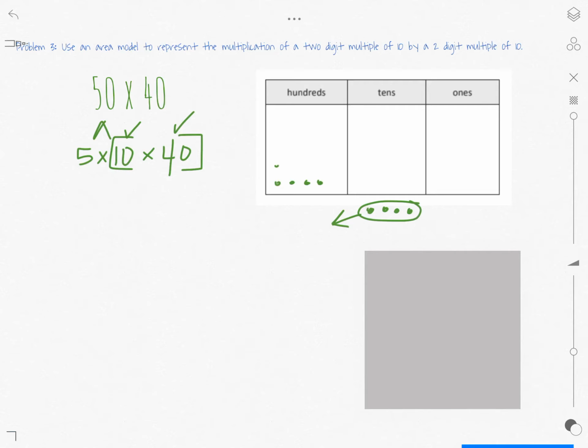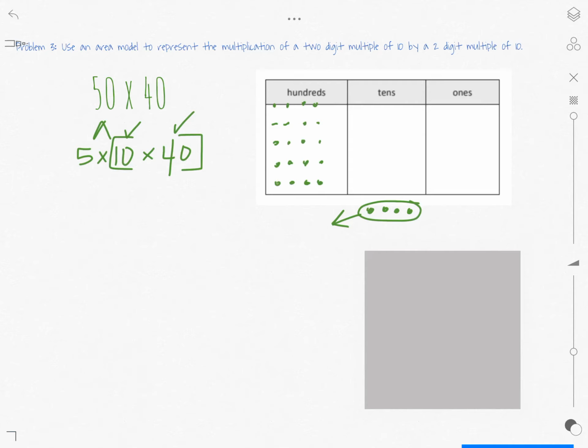So I've got 1 group, 2 groups, 3 groups, 4 groups, and 5 groups. Now, I try to keep them in lines. That way I can make sure I'm a little bit more organized.